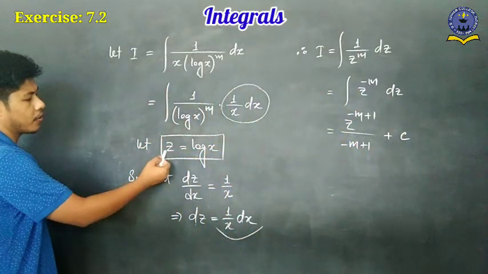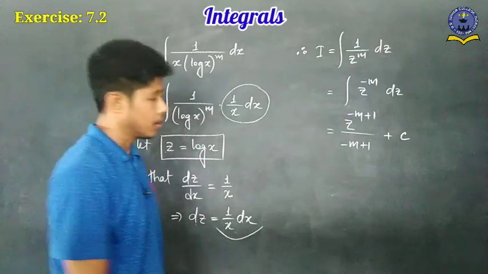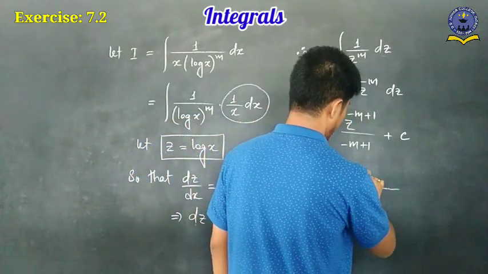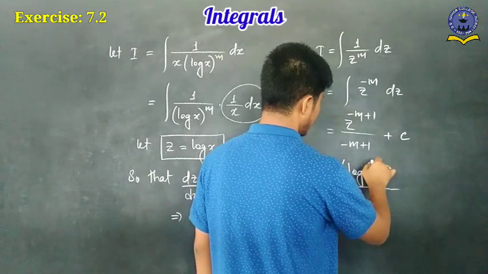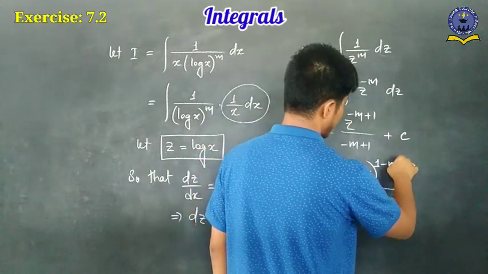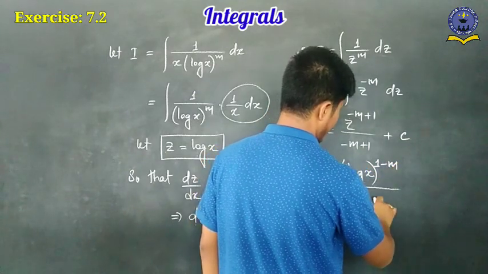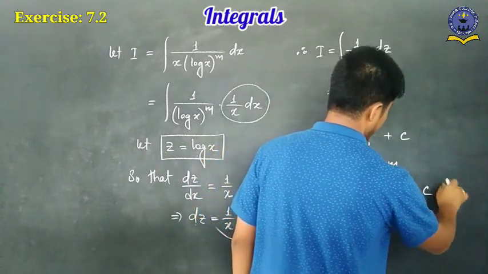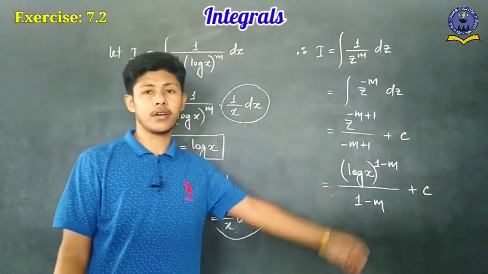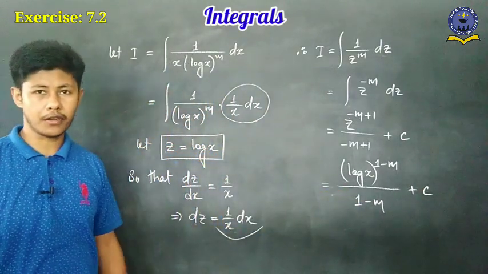So z means what we consider? Z means log x. So in place of z, we have to write here log x. So that's how we write log x to the power minus m plus 1, that means we can write this one is 1 minus m. And here also we can write 1 minus m plus c, where c is an integrating constant. So this one is our required answer. I think all of you understood this one.